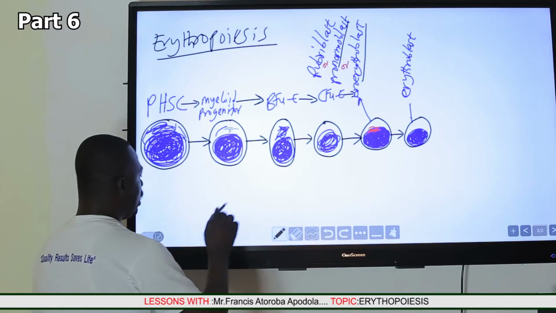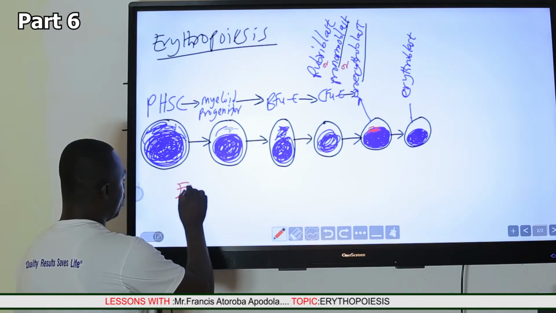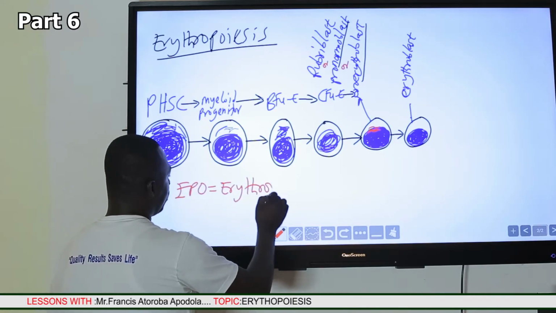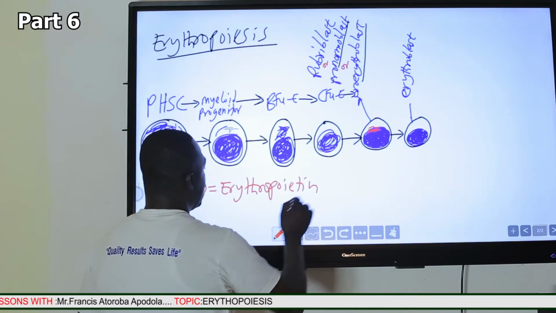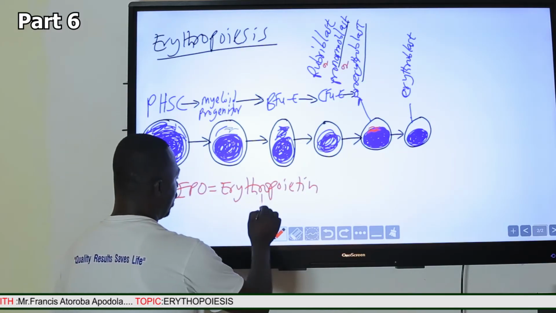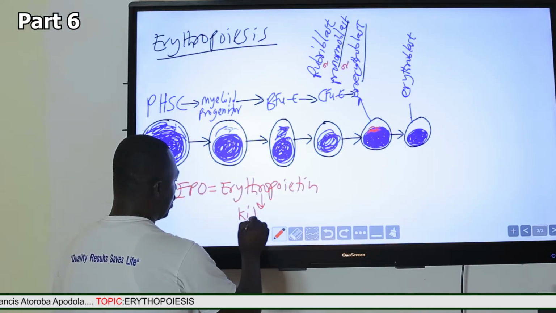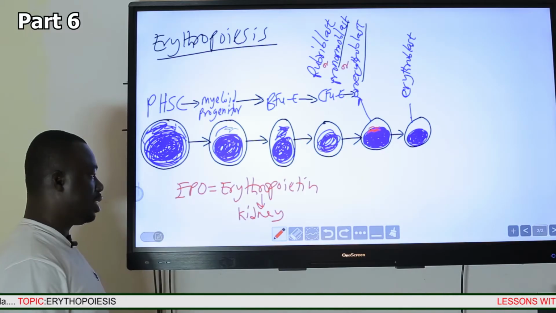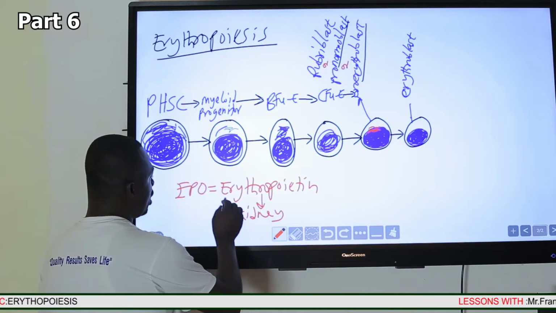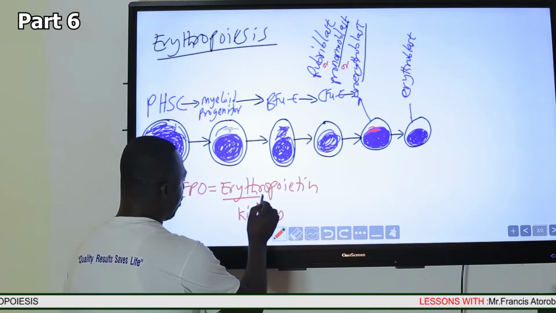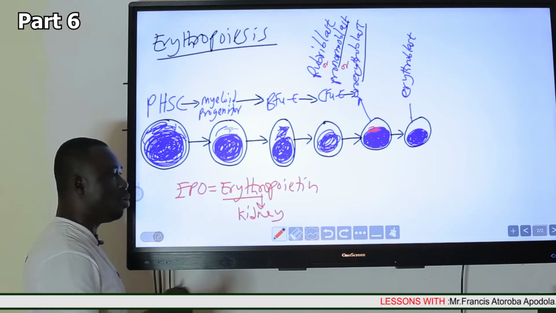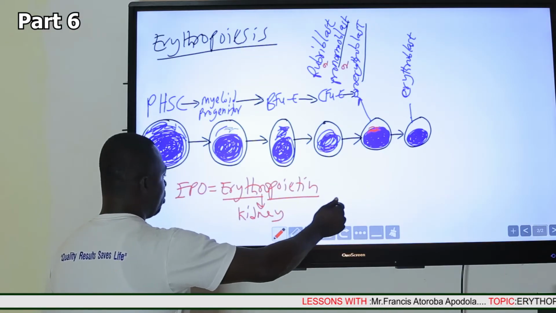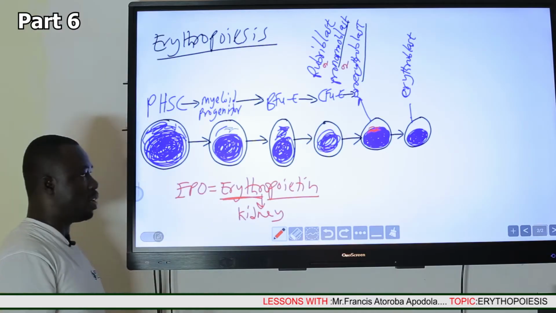Now, there is a hormone called EPO, which means erythropoietin. This erythropoietin is derived from the kidney. So the kidney is the organ that produces erythropoietin. A smaller percentage comes from the liver. As the name implies, erythro, and poietin means a hormone that stimulates. So what is it stimulating? It is stimulating erythrocyte production.